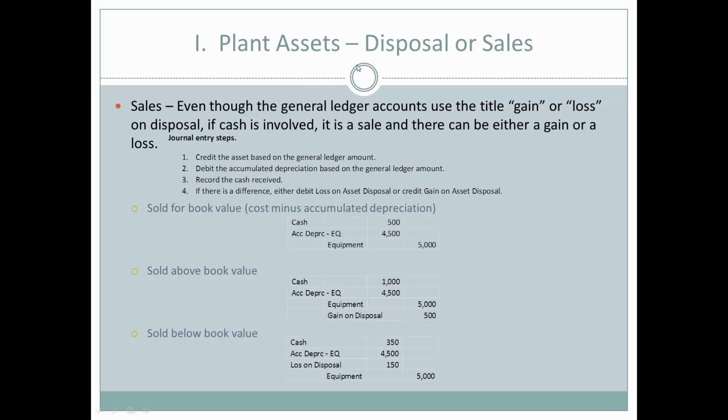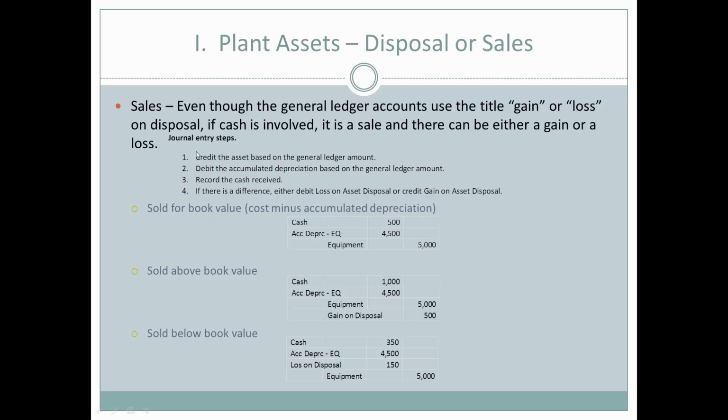Now let's look at a sale. A sale of an asset, even though the general ledger accounts use the title gain or loss on a disposal, if cash is involved, it is a sale, and there can either be a gain or a loss. So if we're using cash, even though the account title is saying the same as when we talk about the disposal in the prior slide, it's a sale, and there can be a gain or a loss.